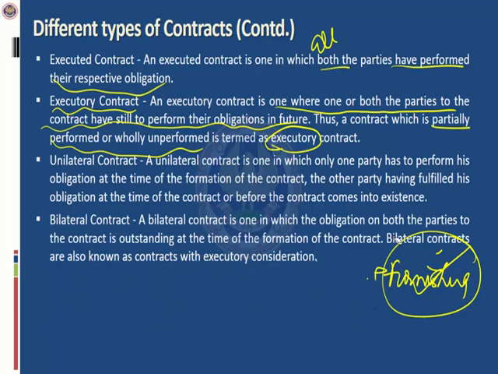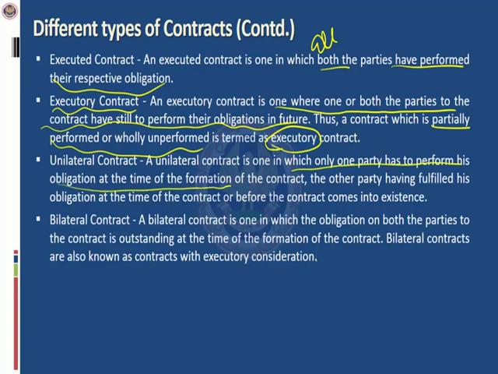Now coming to the next aspect. What is a unilateral contract? One in which only one party has to perform his obligation at the time of formation, the other party having fulfilled his obligation at the time of contract or before the contract comes into existence. So maybe there can be two things. One, there is a book to be published. Once that book is to be published, the written matter needs to be ready. The book has been published, the book has been put into market. As an author, the author has completed his or her task.